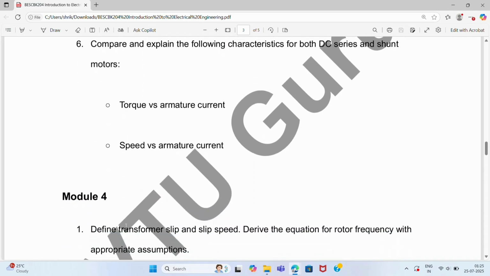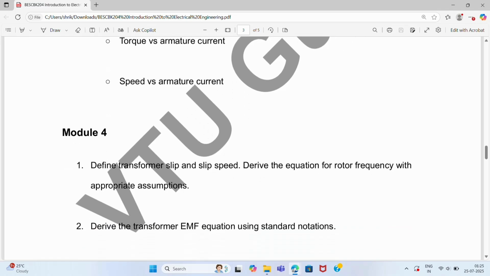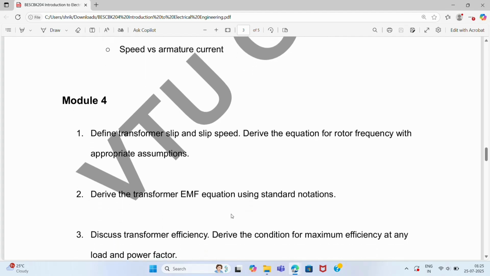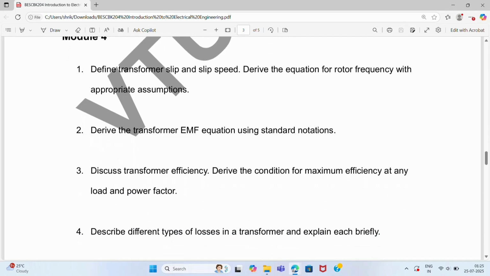Next, module 4. Define slip and slip speed. Derive the equation for rotor frequency with appropriate assumptions. Derive the transformer EMF equation using standard notations. Discuss transformer efficiency. Derive the condition for maximum efficiency at any load and power factor.